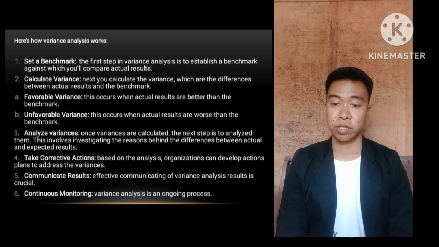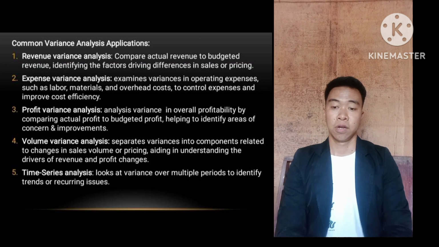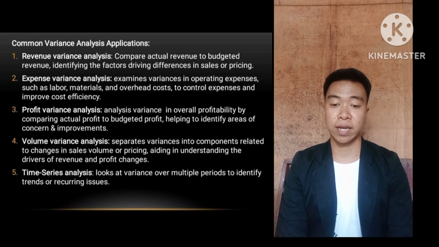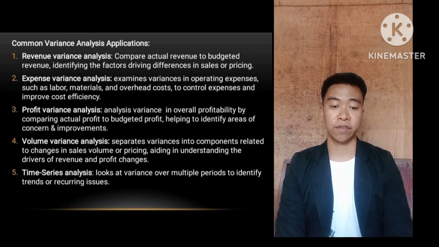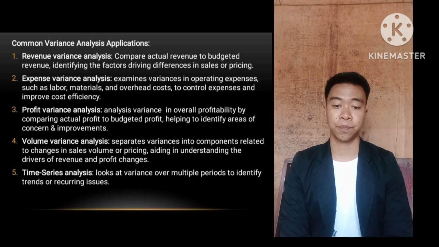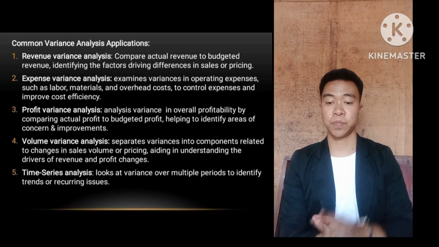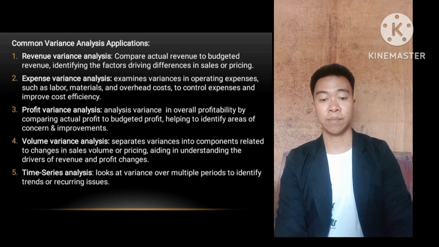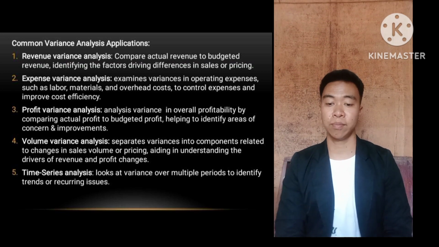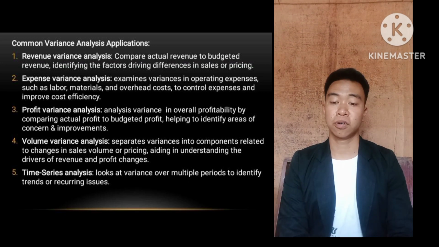So let's proceed to the common variance analysis applications. Number 1 is revenue variance. Revenue variance analysis compares actual revenue to budgeted revenue, identifying the factors driving differences in sales or pricing. Number 2 is expense variance analysis. It examines variances in operating expenses such as labor, materials, and overhead costs, to control expenses and improve cost efficiency.